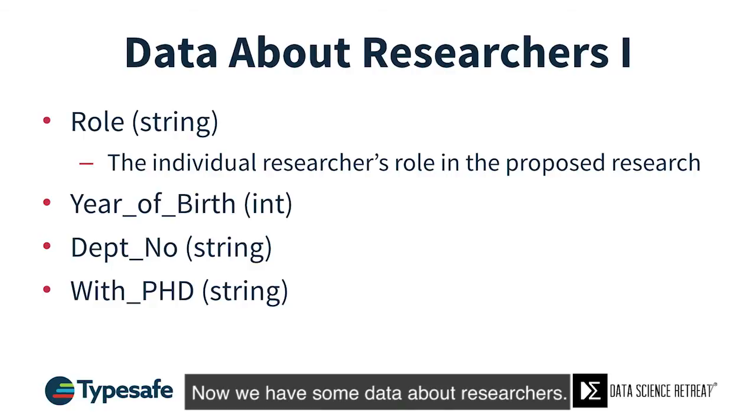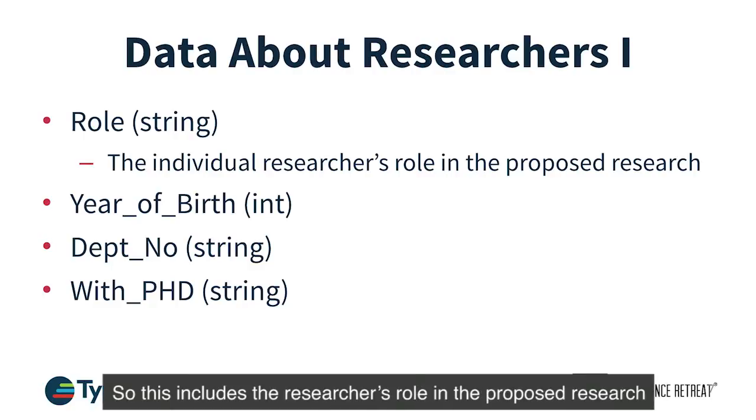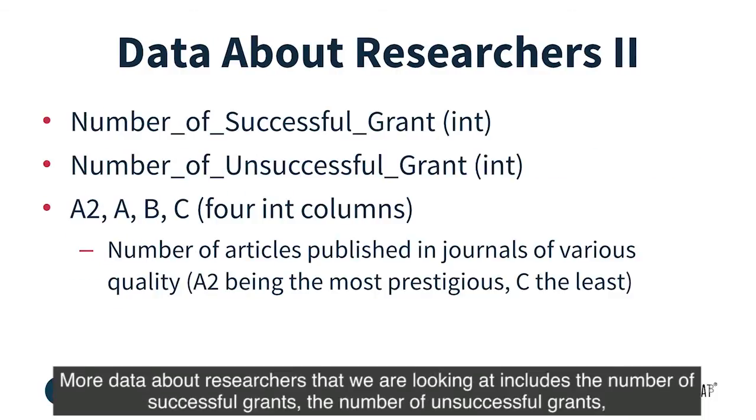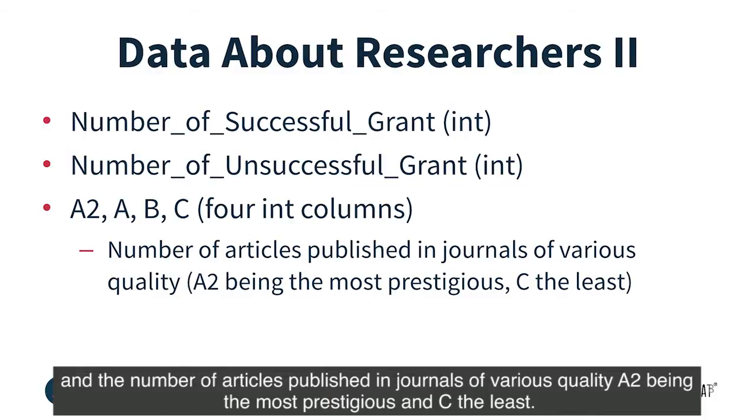Now we have some data about researchers. So this includes the researcher's role in the proposed research, their date of birth, their department number, and whether they have a PhD or not. More data about researchers that we're looking at includes the number of successful grants, the number of unsuccessful grants, and the number of articles published in journals of various quality, A2 being the most prestigious and C the least.